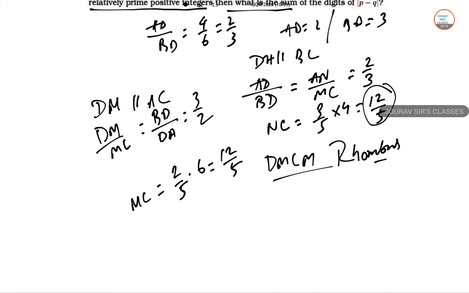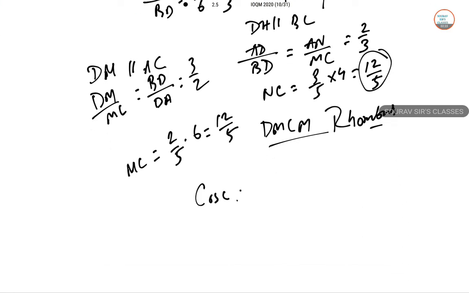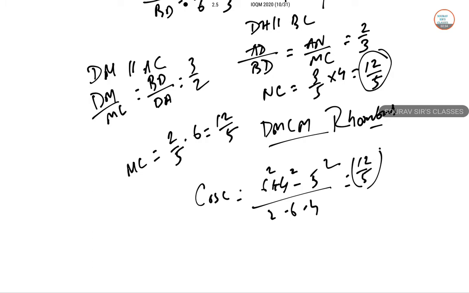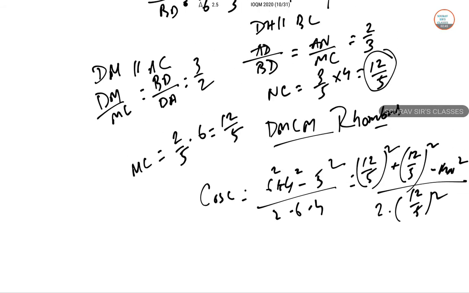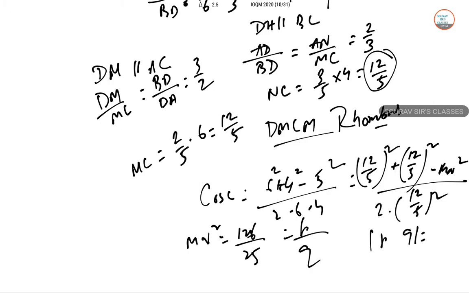Now we are to apply the cos C formula. So cos C equals (B square plus A square minus C square) divided by 2 times the product of these two, so (6 square plus 4 square minus 5 square) over (2 into 6 into 4), equal to (12/5 square plus 12/5 square minus MN square) divided by (2 into 12/5 square). So solving, we get MN square is 126 by 25. So it will give you P by Q, the ratio. So the modulus of P minus Q is 101. So the sum of the digits is 1 plus 0 plus 1. So 2 is the answer.